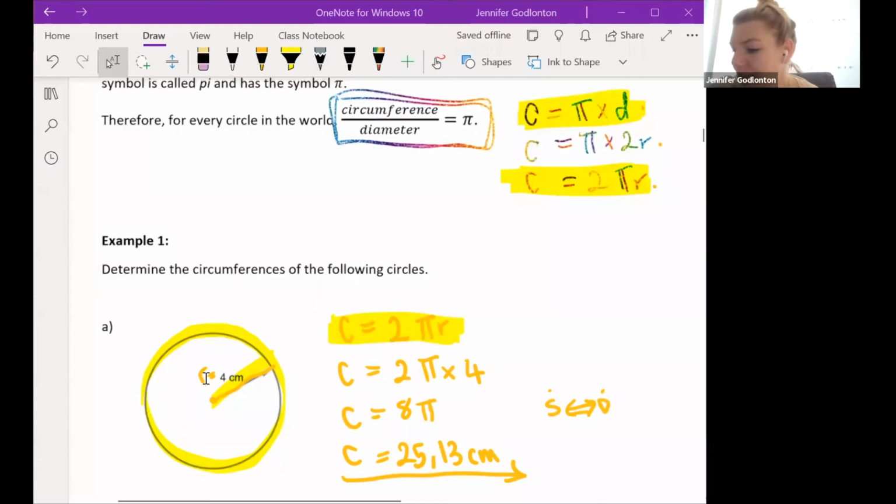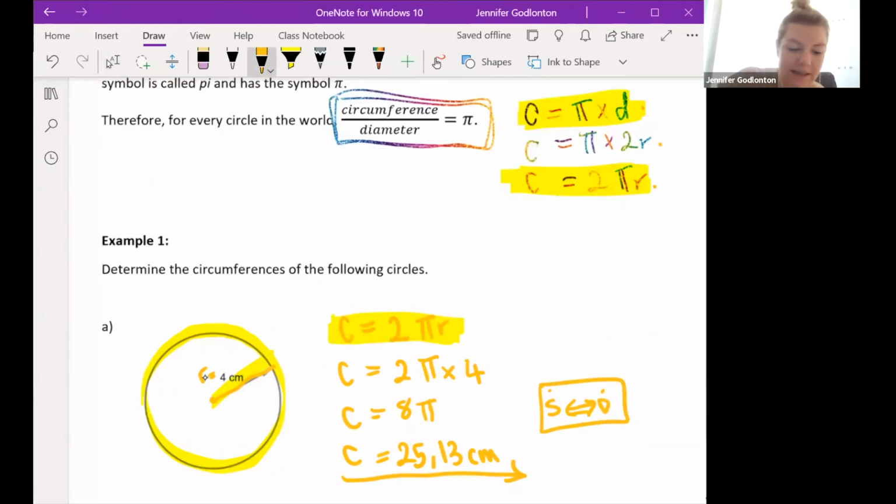So if yours shows 8 pi, then you're going to want to push the button on your calculator that looks like this. It's over here, just above delete on my calculator. And that's going to change it from 8 pi into a decimal.